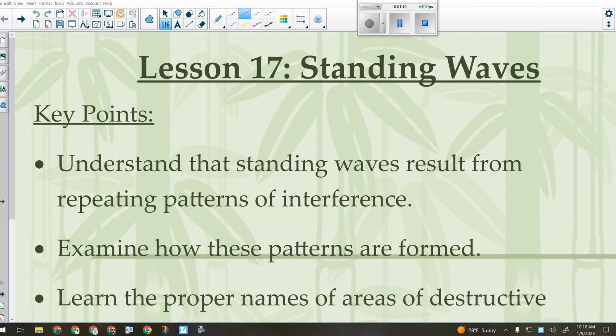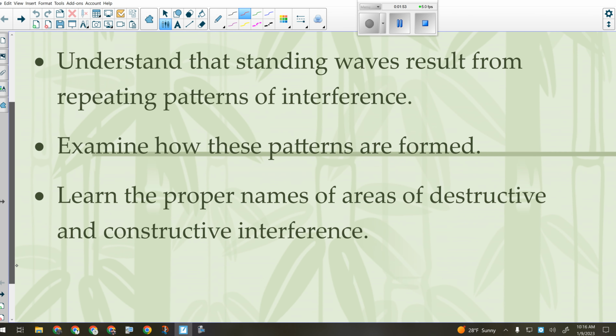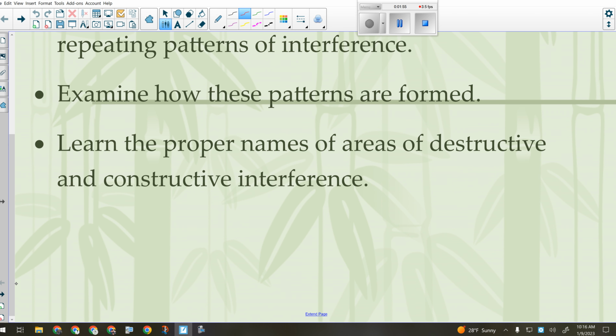So, standing waves are the result of repeating patterns of interference. We're going to look at how those patterns are formed, and we're going to learn the proper names of areas of constructive and destructive interference, and we're going to look at resonating columns of air, or resonance columns.